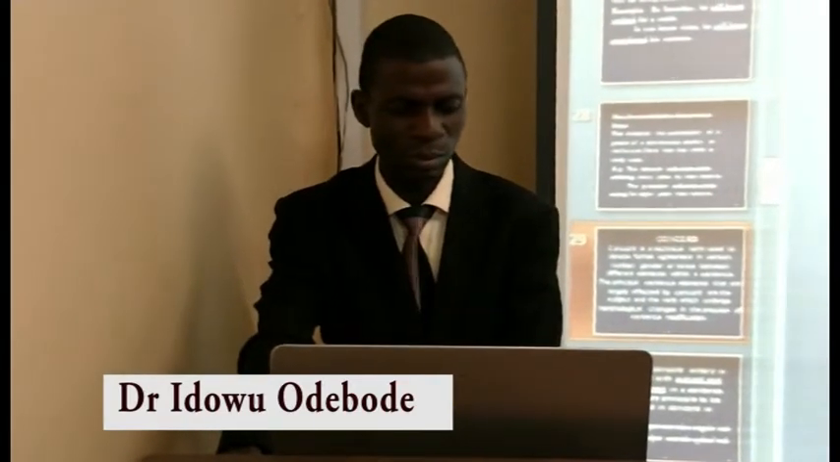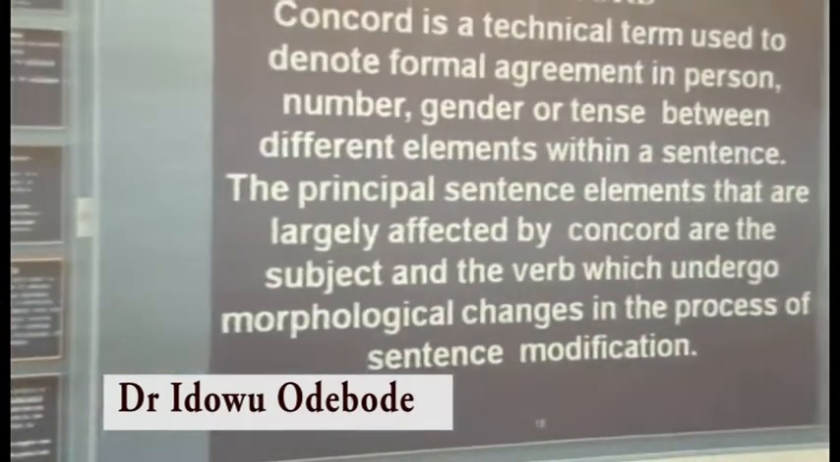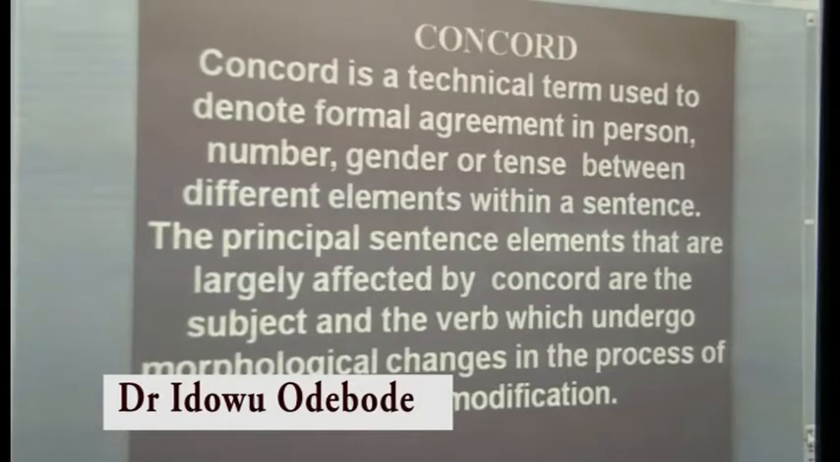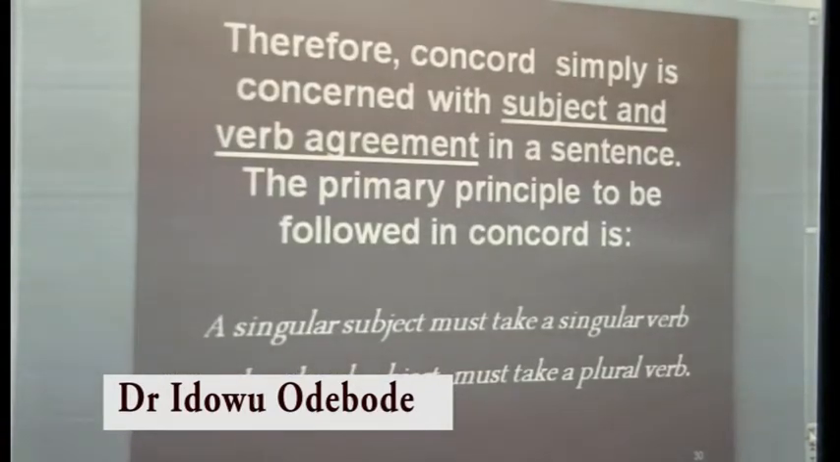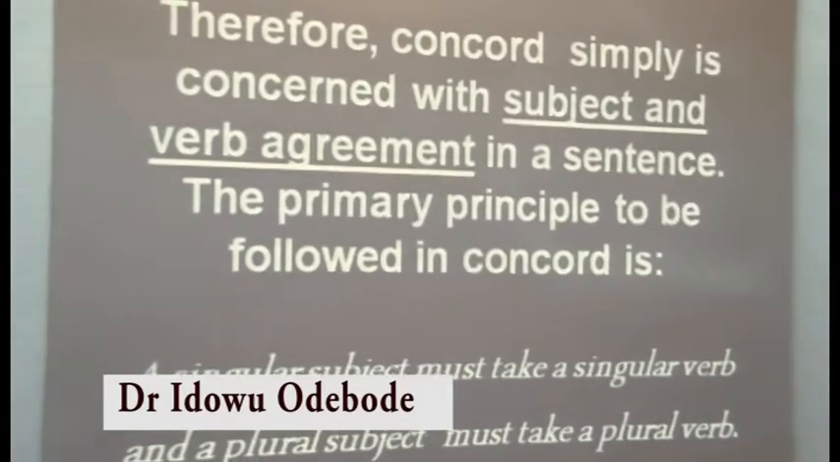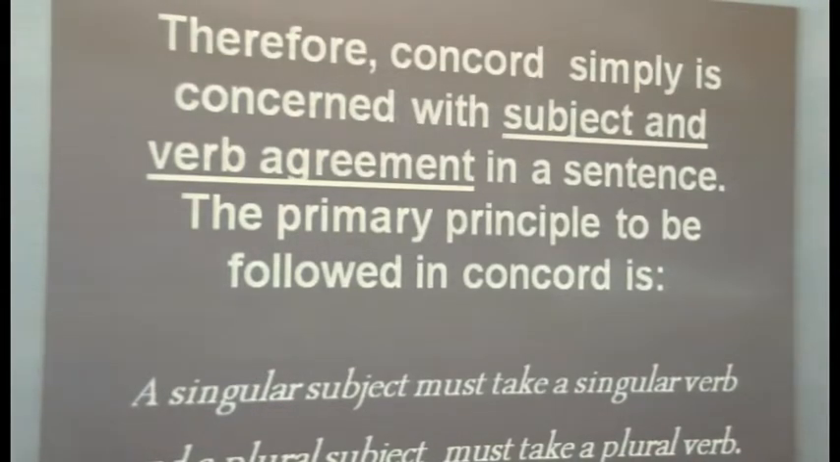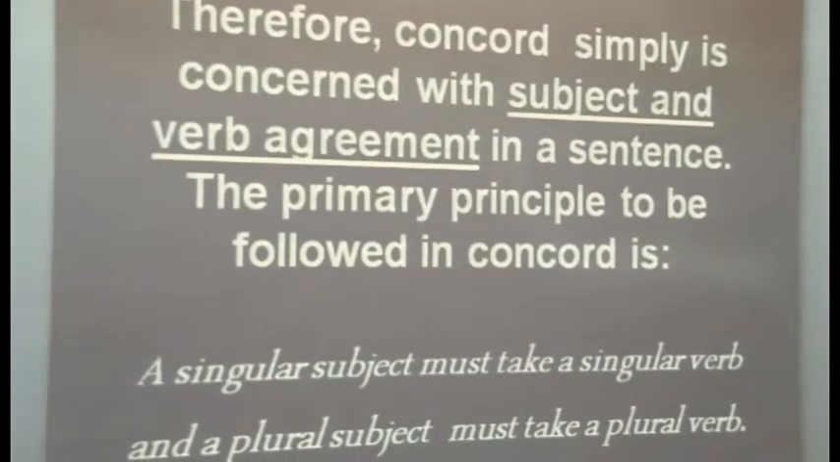Concord. Concord is a technical term used to denote formal agreement in person, number, gender, or tense between different elements within a sentence. The principal sentence elements that are largely affected by concord are the subject and the verb, which undergo morphological changes in the process of sentence modification. Therefore, concord simply is concerned with subject and verb agreement in a sentence. Let me take that again. Notice that concord is concerned largely, mainly, with subject and verb agreement in a sentence.